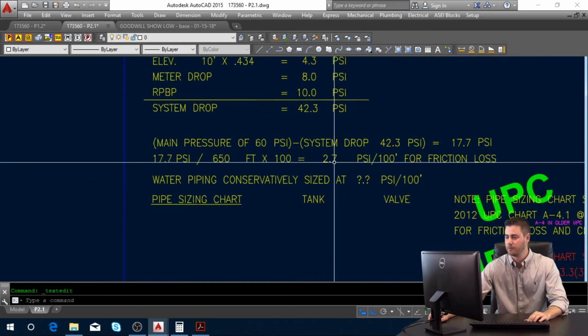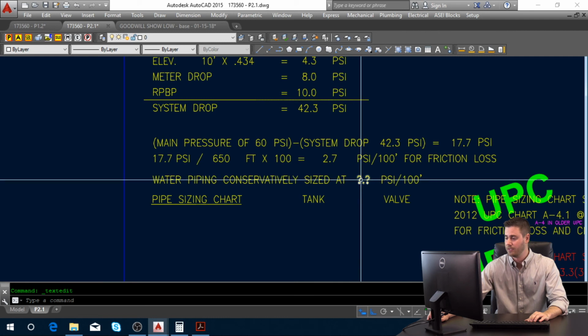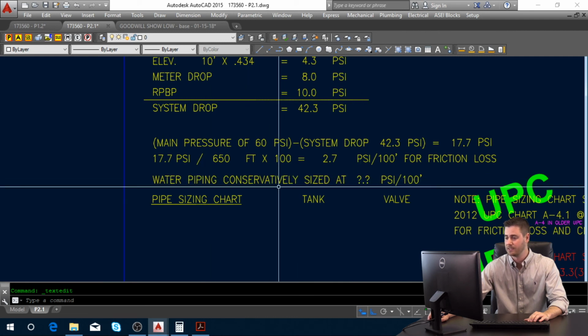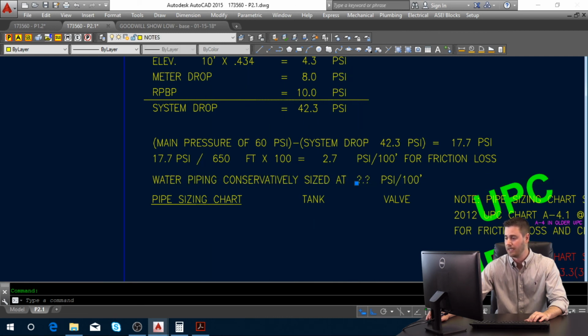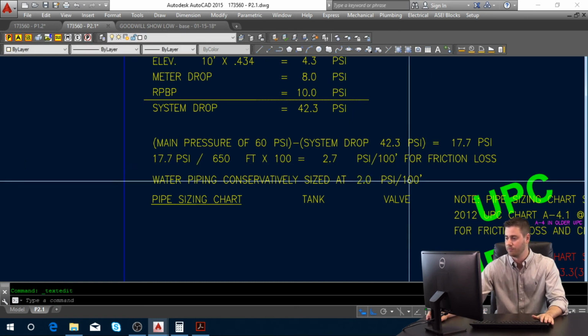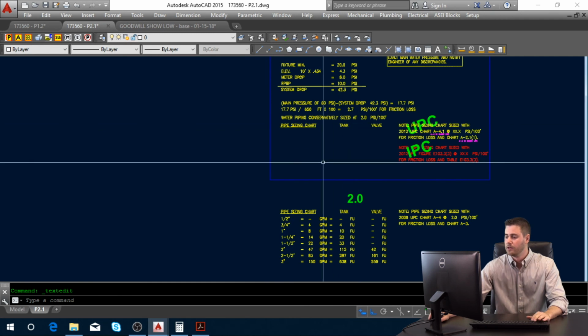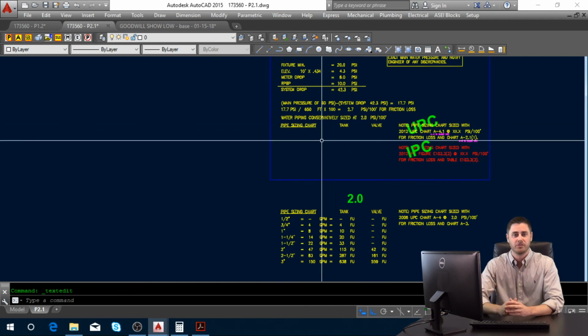The next step is to round this number down to the nearest whole number and put that in on the next line. So our water piping is sized conservatively at 2.0 psi per 100 feet. If you ever have a value less than 2, it's important to talk to your engineer or a senior designer to see what we can do differently. You may need a booster pump or adjust the water calculation, because we do not want to ever have a value less than 2 in that portion.